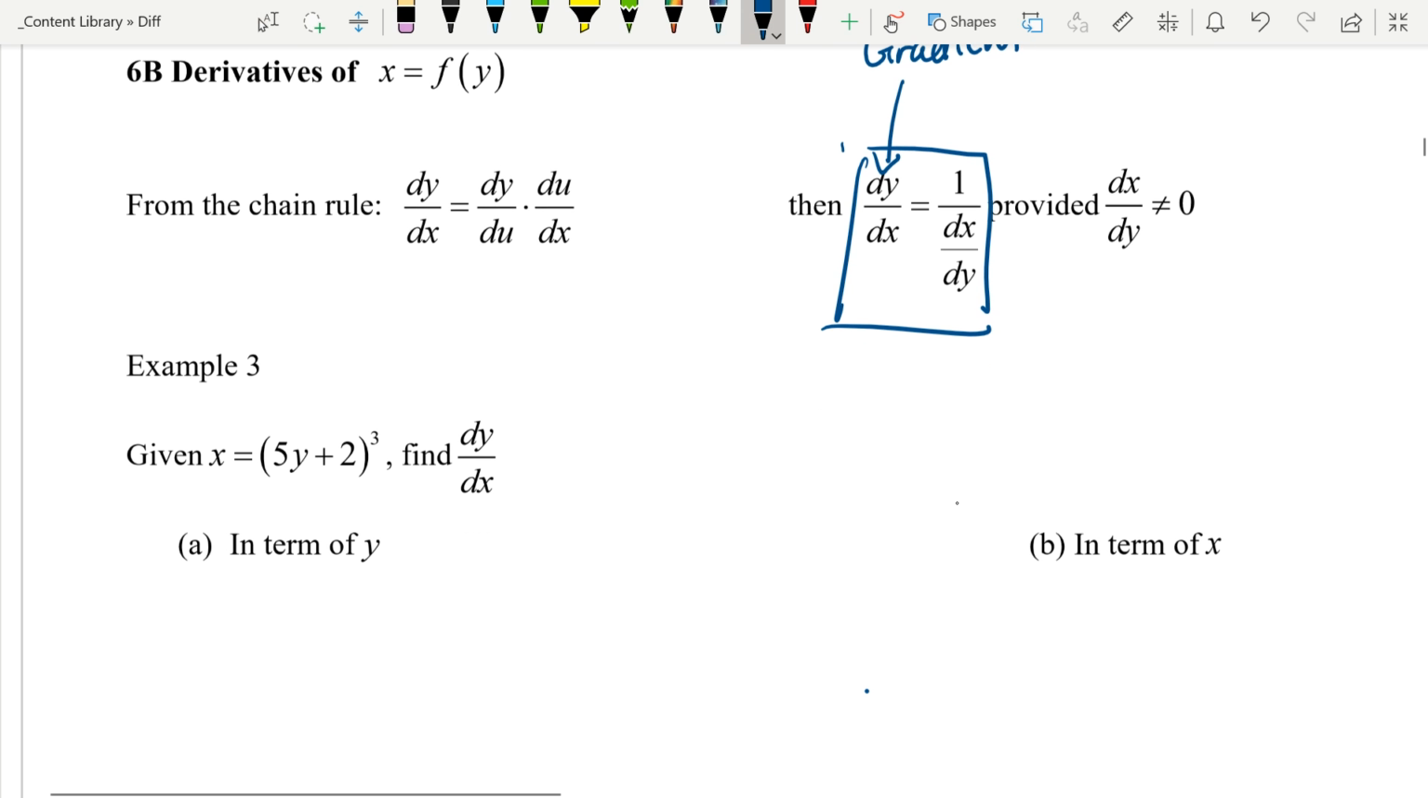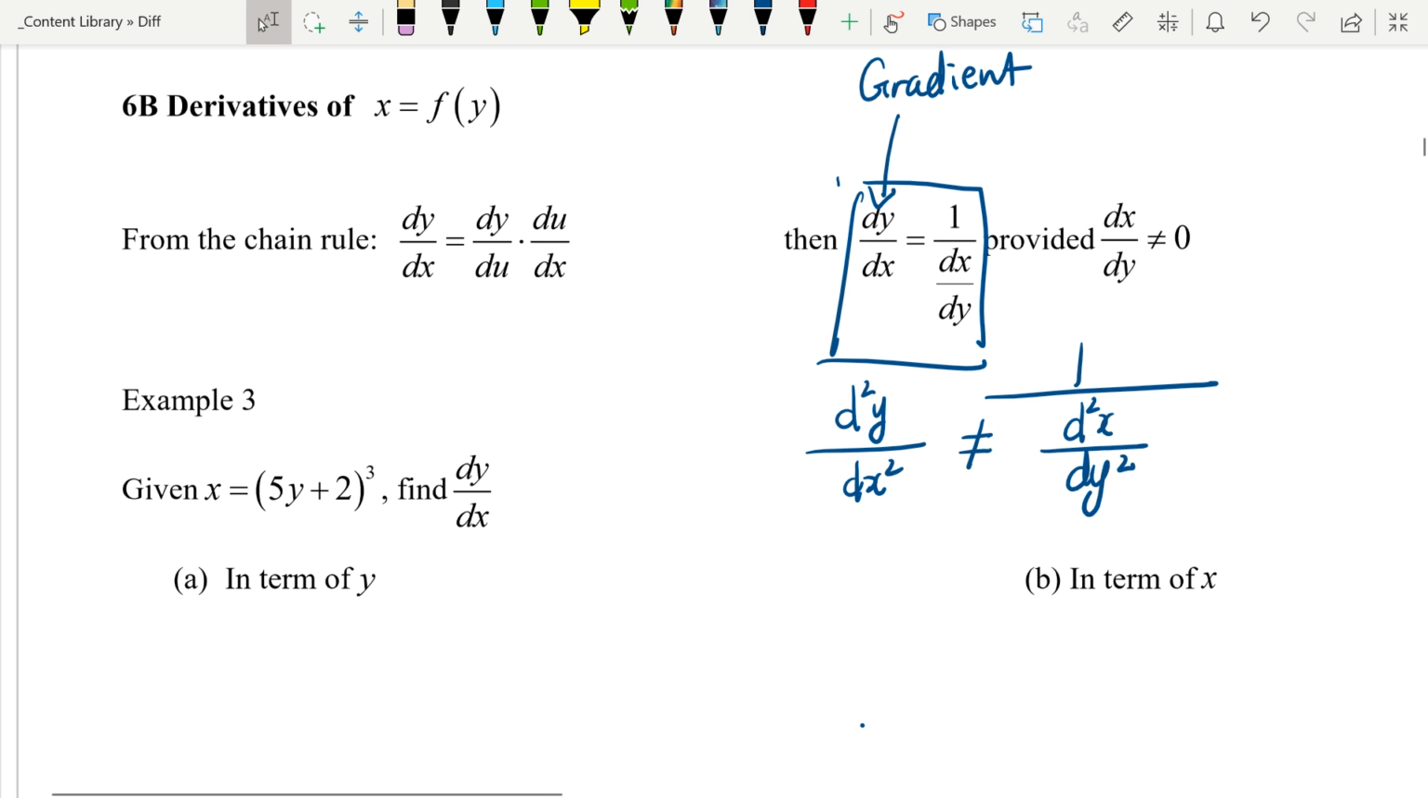I'll just write it down, and we'll talk about it more later when we cover the second derivative. It is not equal to 1 over d squared x over dy squared. You can't differentiate x in terms of y twice and then flip it and say this is the second derivative. You just need to remember this only works for the first derivative.